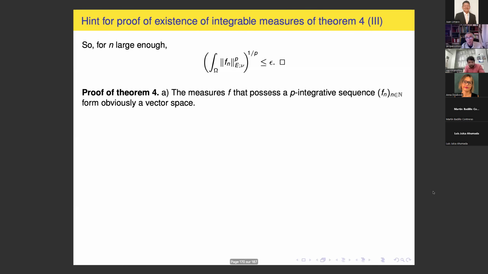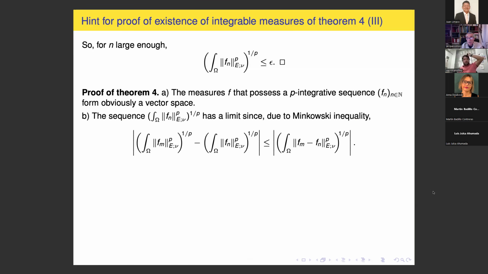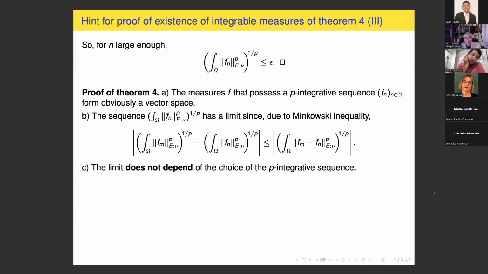And now it is quite finished, because the measures f that possess a p-integrative sequence Fm obviously form a vector space. The sequence Fn to the power p has a limit, since due to the Minkowski inequality, the left-hand side is smaller than the right-hand side, and the right-hand side has a limit that does not depend on the choice of the integrative sequence.